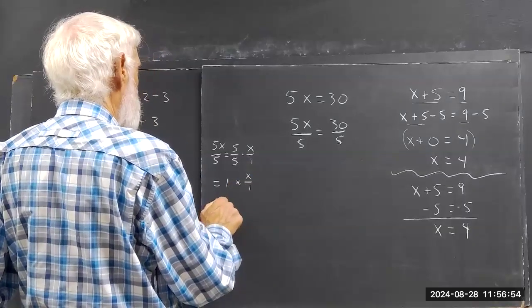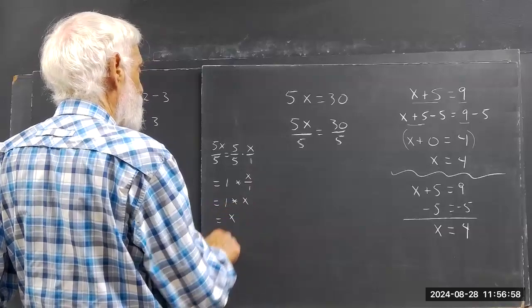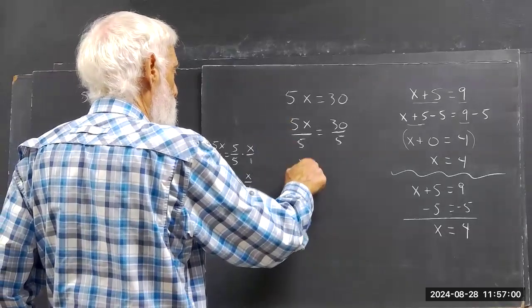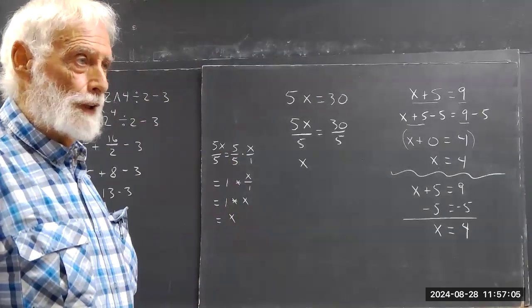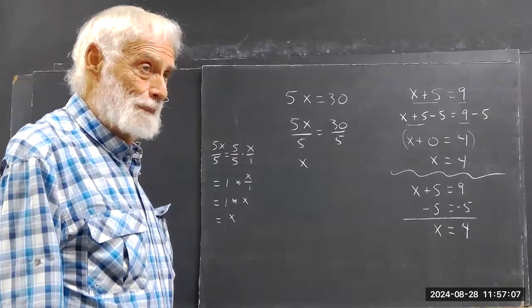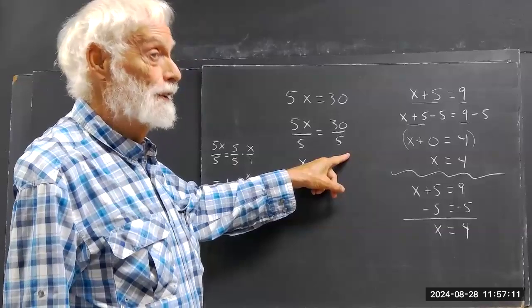Well, x divided by 1 is just x, and 1 times x is x. So for that reason, and not because we like to cross things out with lines, why not cross this one out and this one? I've seen this, and I've seen much worse.